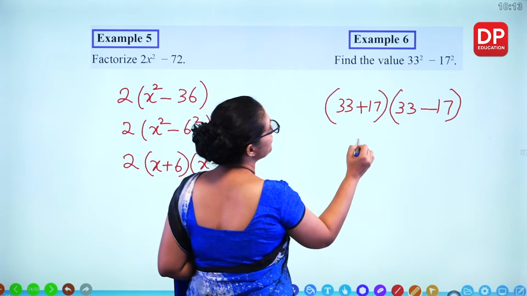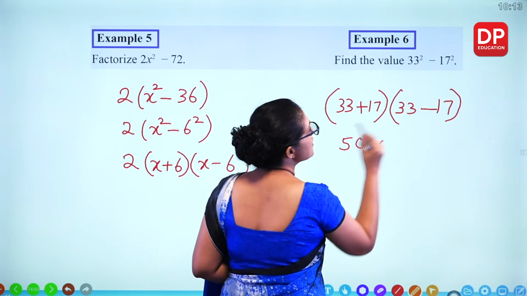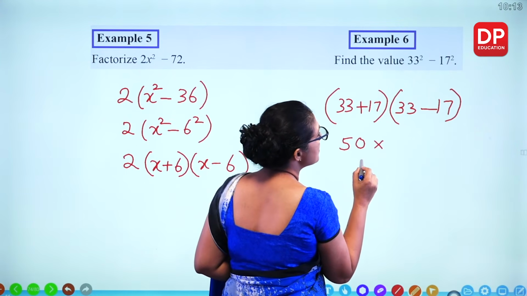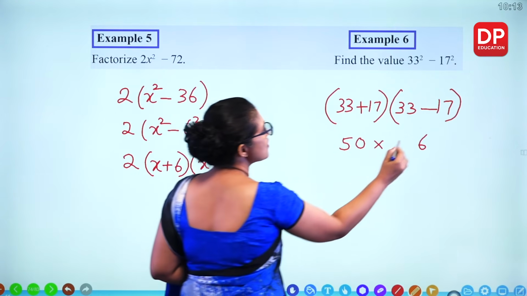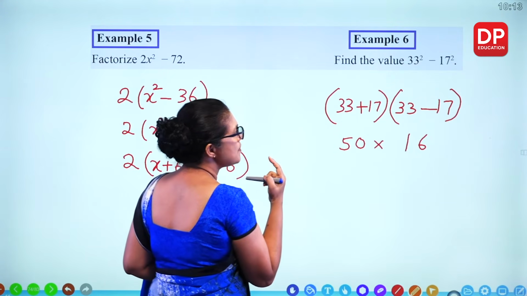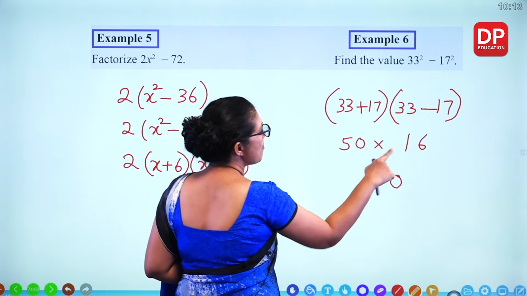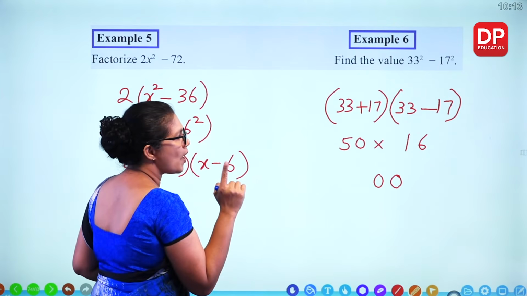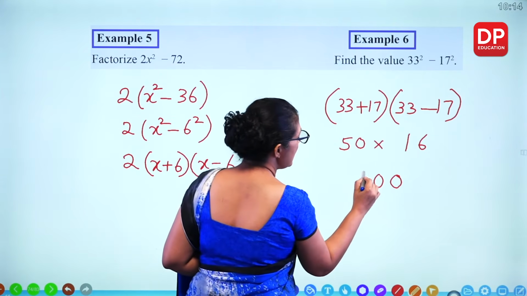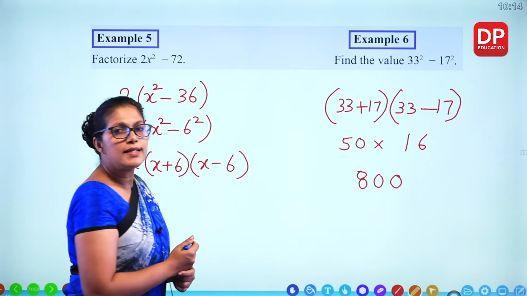What's this value? 50. 50 times, what's the difference? Difference is 6 plus 7, 13. So 16. 50 times 16. So take 0 and multiply by 5. 5 times 6, 33. Remaining 5 times 1, 5. 5 plus 3, 8. So the answer is 800.